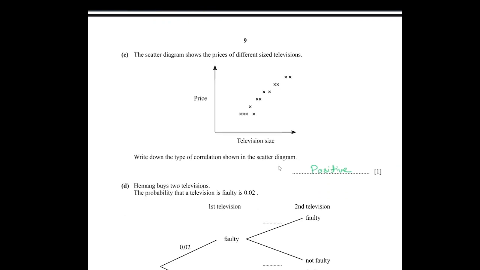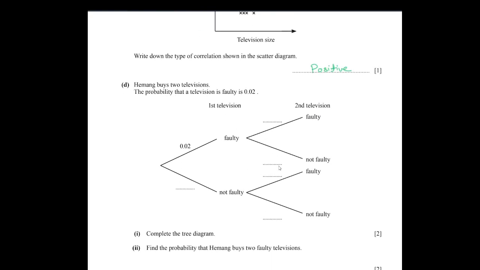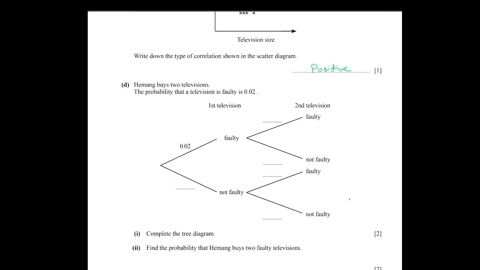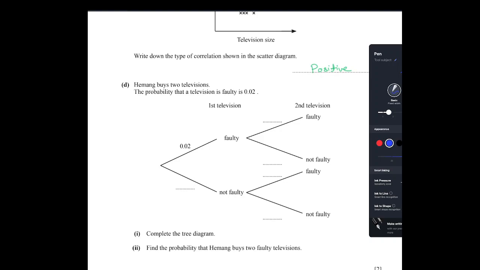Question number D. Himang buys 2 televisions. The probability that a television is faulty is 0.02. So the faulty probability is given to us. Then we have to find not faulty. So we just need to do 1 minus 0.02 to get the answer for not faulty. So 1 minus 0.02 is 0.98.